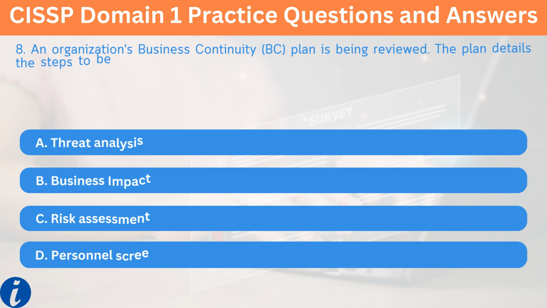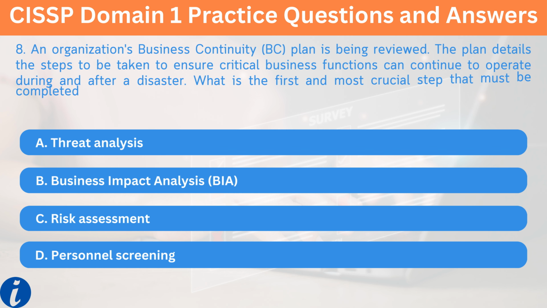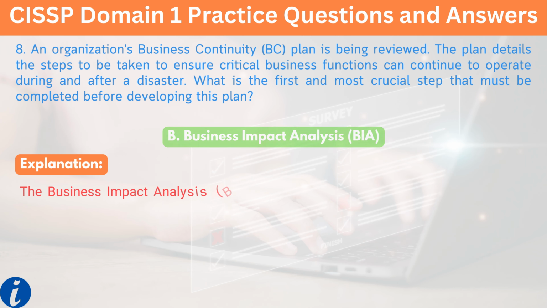8. An organization's business continuity, BC, plan is being reviewed. The plan details the steps to be taken to ensure critical business functions can continue to operate during and after a disaster. What is the first and most crucial step that must be completed before developing this plan? A. Threat analysis. B. Business impact analysis, BIA. C. Risk assessment. D. Personnel screening. The correct answer is B.